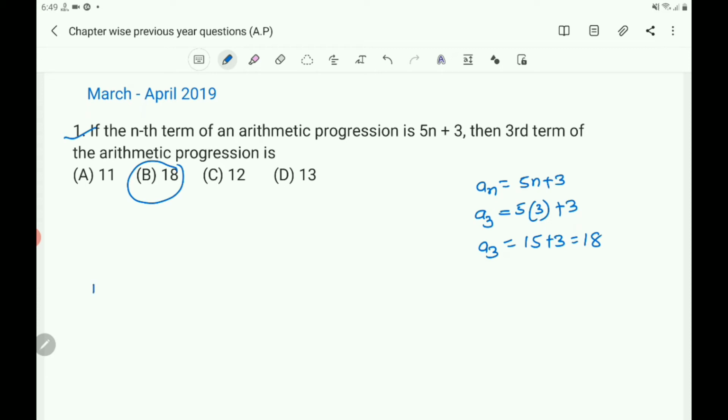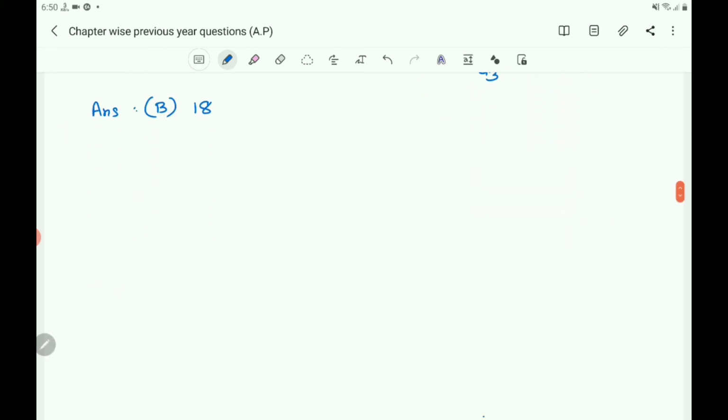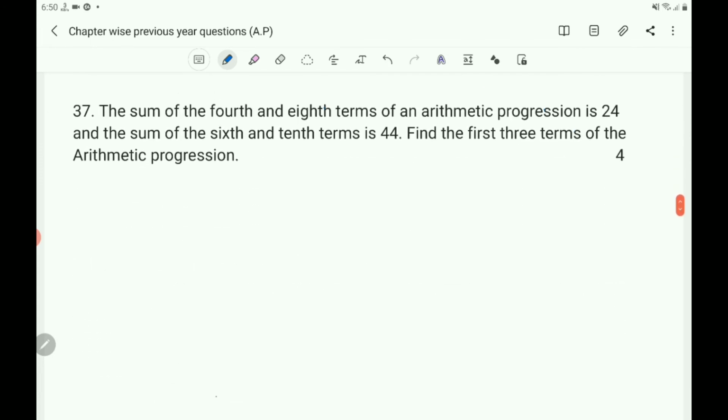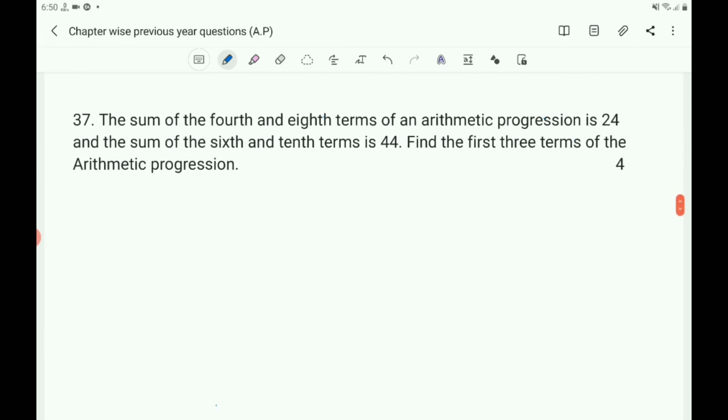So you write answer B, 18. Answer is B, 18. The third term of the AP whose nth term is 5n + 3 is 18. Next, let us take the next question, that is question number 37.